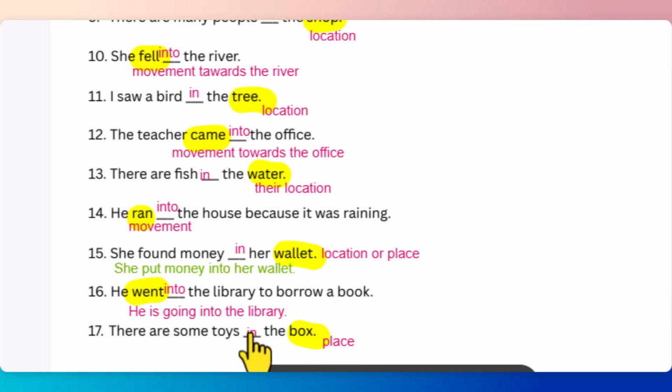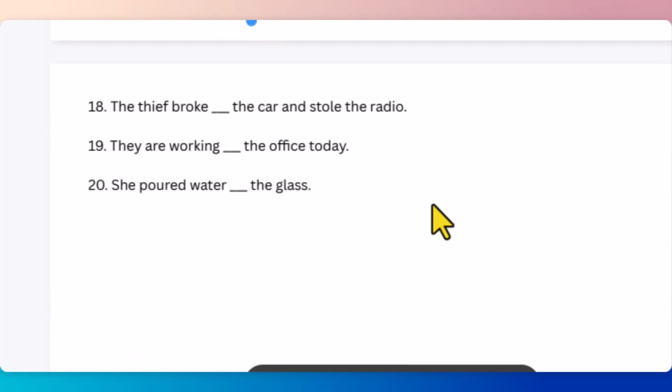Let us go to number 18. Let's move up to number 18. These are the last three questions that we are going to do. So number 18, the thief broke the car and stole the radio. So, broke, what does that tell us? So the thief broke, so they are entering.